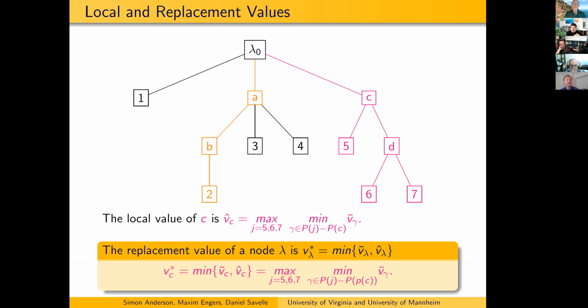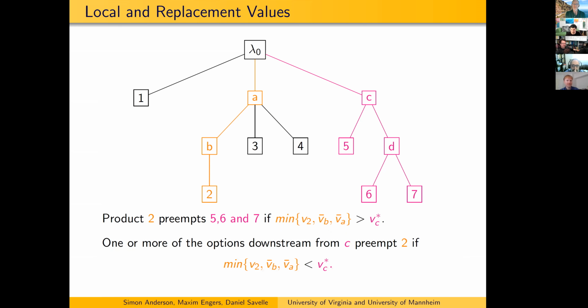The key then is that once we have the local value and we have the score, we can define the replacement value to be the min of these two. Now, why I call it the replacement value will make sense in exactly 2 slides.